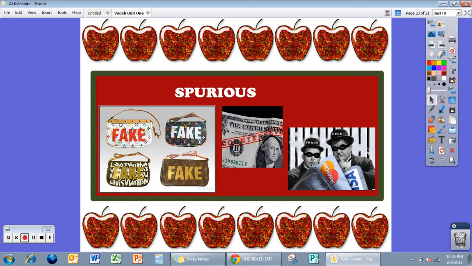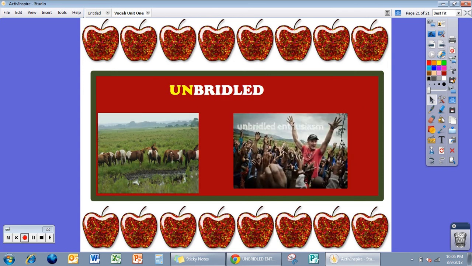We've got our counterfeit bill here in the center, because spurious can mean counterfeit. And then spurious can also mean fraudulent. So we've got our two little guys here, trying to give you a MasterCard or Visa that clearly, these guys are not going to tell you the truth. They're going to give you something that's fake. So spurious, not genuine, not valid.